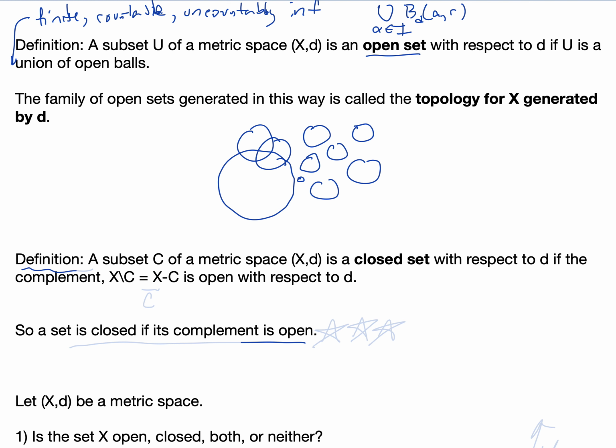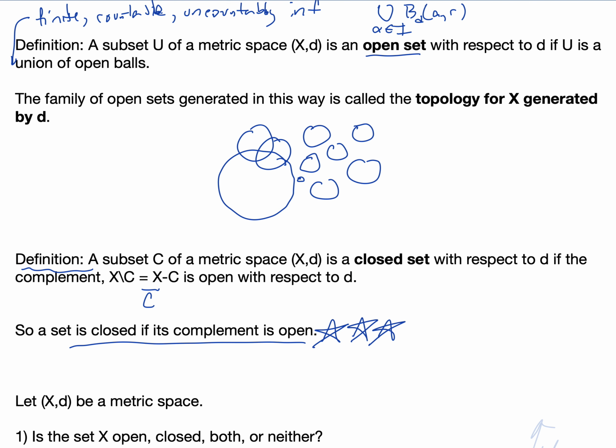Here's the definition of a closed set. A subset C of a metric space (X, d) is a closed set with respect to the metric d if its complement, X without C, or X minus C, or also seen as C complement, is open with respect to the metric d. So a set is closed if its complement is open. That's the definition of a closed set. A lot of people forget this and think of it as being something else, but this is the definition. A set is closed in a metric space if its complement is open.